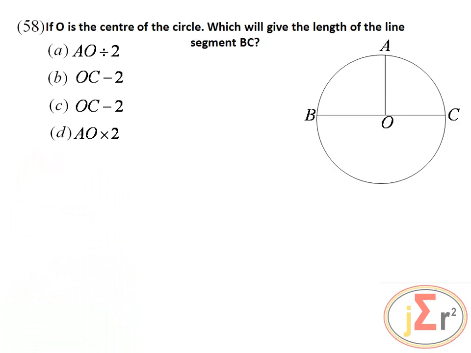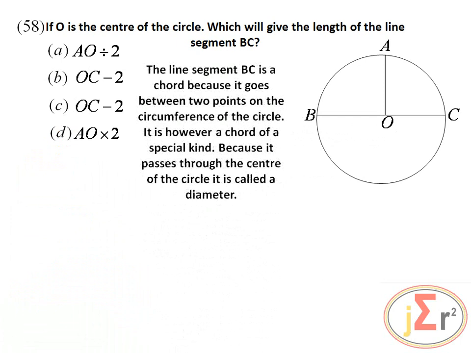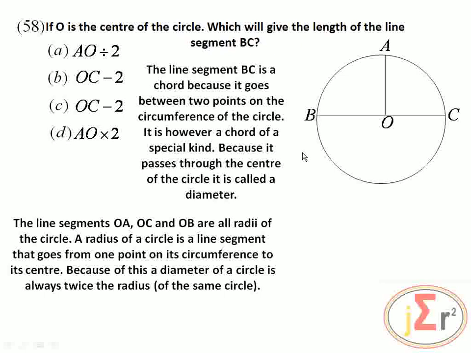If O is the center of the circle, which will give the length of the line segment BC? The line segment BC is a chord because it goes between 2 points on the circumference of a circle. A chord goes between 2 points on the circumference. See, this is on the circumference, this is on the circumference. It is, however, a chord of a special kind, because it passes through the center of the circle, it is called a diameter. So then BC is a diameter.